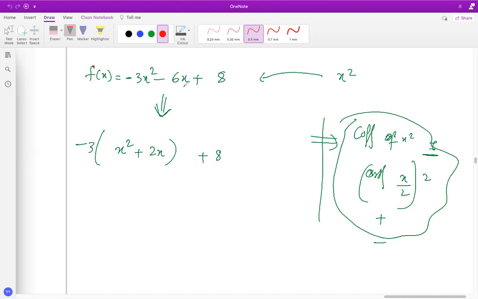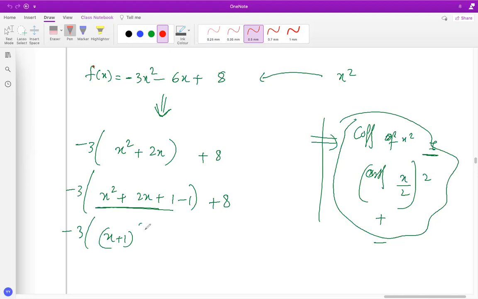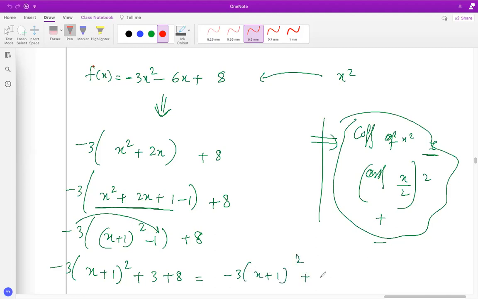Be careful about the signs when you take factors common. Now the next step is to divide the coefficient of x by 2. After taking out -3, the coefficient of x divided by 2 is 1. Square that: 1 squared is 1, so add and subtract 1, and positive 8. So we get -3 times. Now these first three terms are (x + 1) the whole square, then minus 1 as it is, and plus 8. Because I'm opening up the bracket, the positive 3 plus 8 here gives us -3(x + 1) squared + 11.